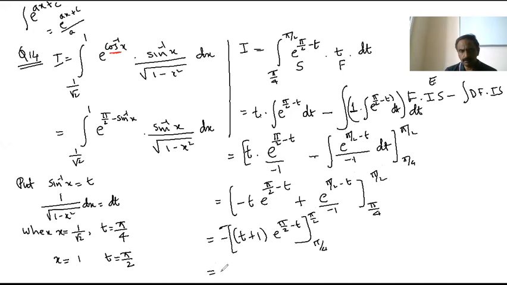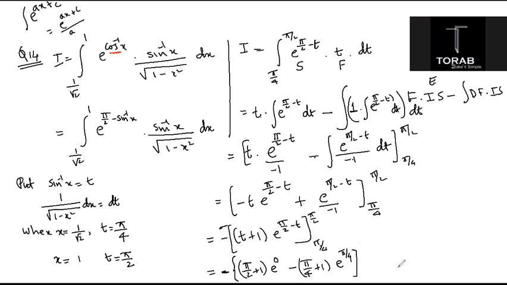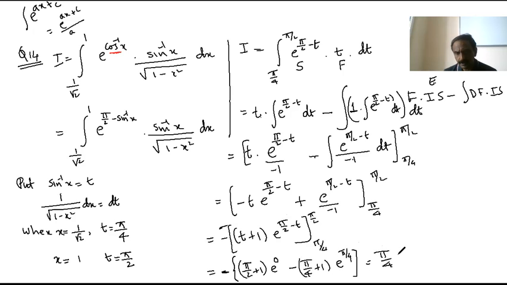So now I can write this as minus of, when I put the upper limit, pi by 2 plus 1, and e's power will become 0. When I put the lower limit, pi by 4 plus 1, and e's power will become pi by 2 minus pi by 4, so pi by 4. When I open the bracket, this will be positive. So let me write the positive first: pi by 4 plus 1 into e raised to pi by 4. And this will be negative, so minus pi by 2 plus 1. So I can leave my answer like this.